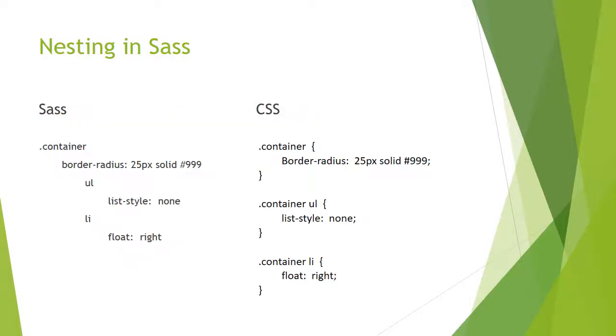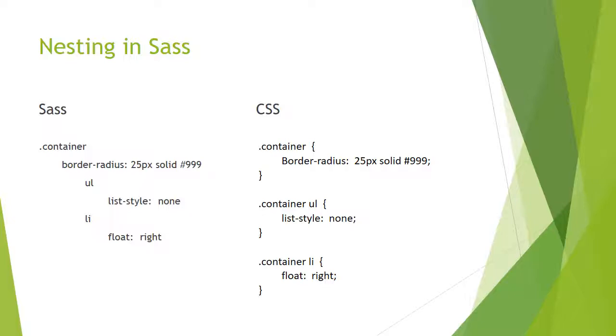So let's look at an example. Here we have a container class. Within that container class, we're defining its border radius. So this just defines the curve of the border, and then we're setting it as a solid border with a particular color here. This I think is gray. And then under that, within that, a child list, we don't style that list particularly in this instance. And then we style the list items as a floating right declaration.